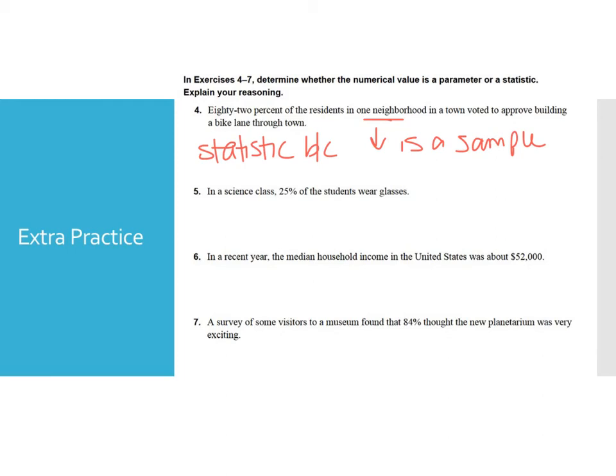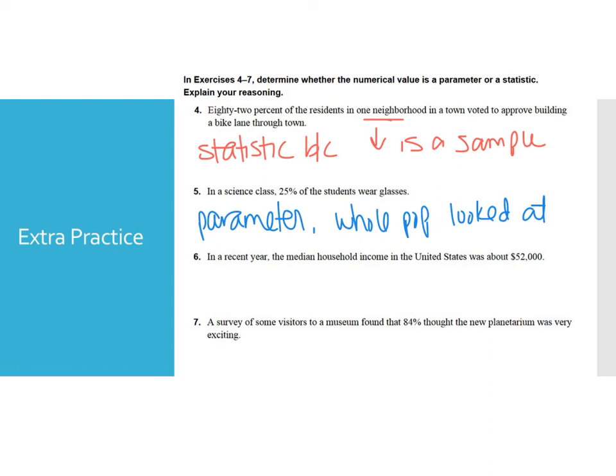Moving on to number 5, it says in a science class, 25% of the students wear glasses. So do you think this represents the population or a subset, a sample of that population? We're actually talking about the whole population. We're just talking about this one science class. So your population doesn't have to be huge. In this case, we're just talking about this one science class, so this is actually a parameter. The whole population is being looked at, and that whole population happens to just be this one science class.